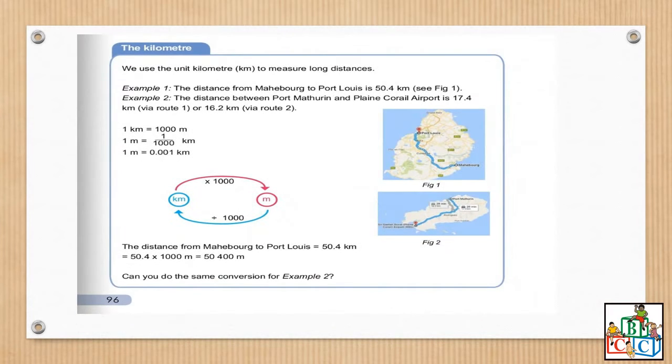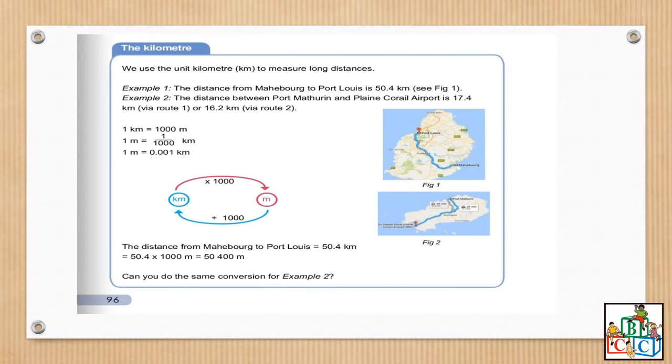So open your book, page 96. We are going to see the kilometer. Take a look at the chart below. The figure. We are going to see when we use the kilometer. We use the unit kilometer to measure long distances. For example 1, the distance from my boat to Port Louis is 50.4 kilometers.